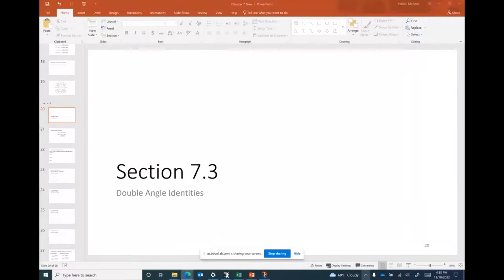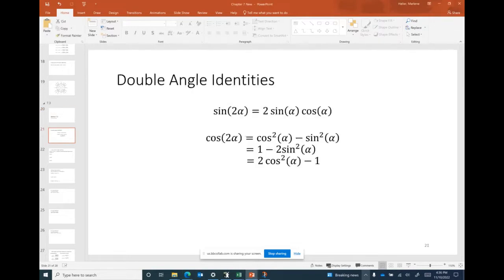Hey there. This is the lecture for section 7.3, double angle identities. In the last section, we looked at several identities, some difference formulas, some product formulas, that are useful in solving trig equations and simplifying expressions, proving other identities. In this section, we're going to look at some additional identities that are helpful in doing this.